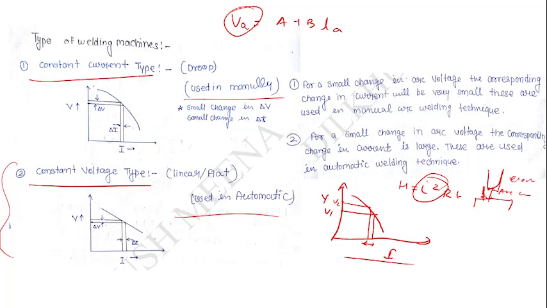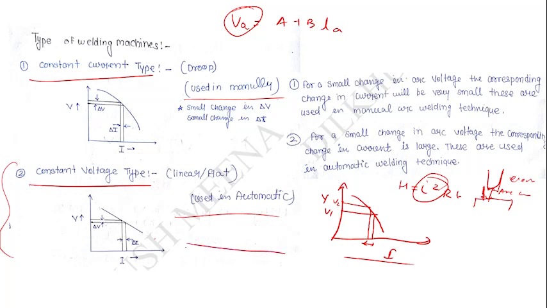Ma'am, why are we maintaining constant voltage in the constant voltage type? See, if there is a change in the voltage, there will be a change in your current, right? Because of that current only, heat is produced, right? So if your current is varying, the heat generation at your workpiece will vary.